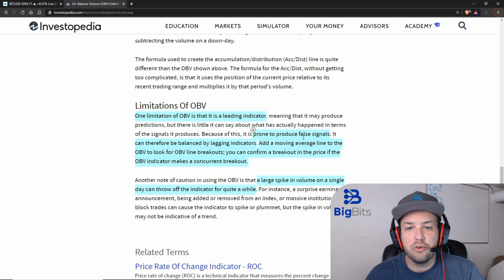So you're going to anticipate moves, but a lot of times they're going to be incorrect. That's the way it is with any indicator, but on this one, it's probably more so true than others. Now, you can reduce these effects by adding lagging indicators, and one way that it mentions to do this is to add a moving average onto the OBV.